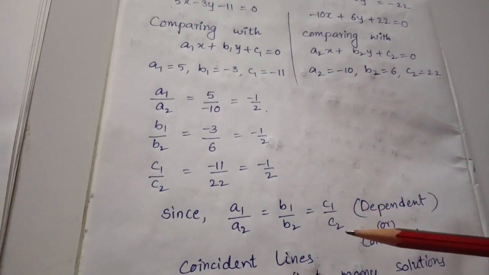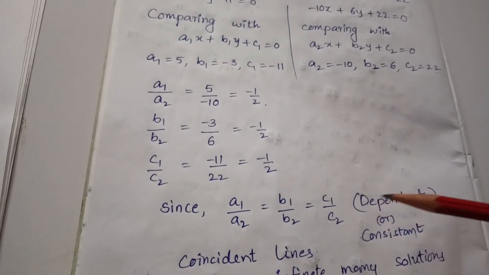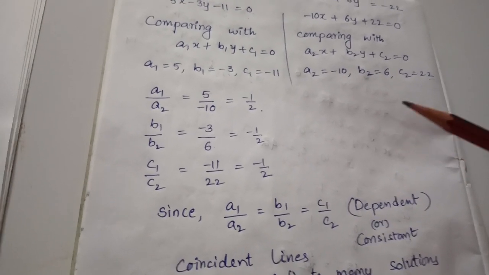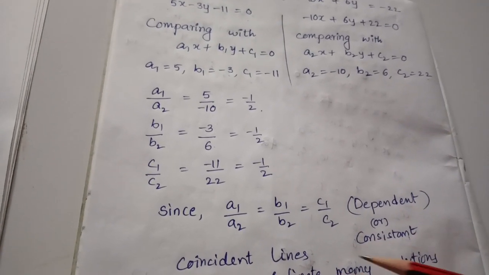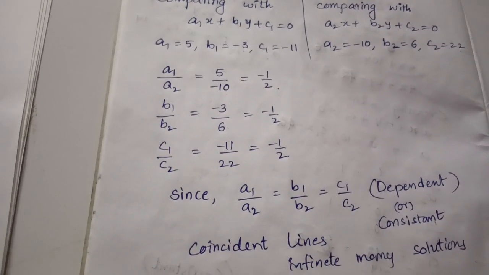This type of equations are coincident lines. This type of lines are coincident lines. These lines have infinitely many solutions. Okay, these lines have infinitely many solutions.